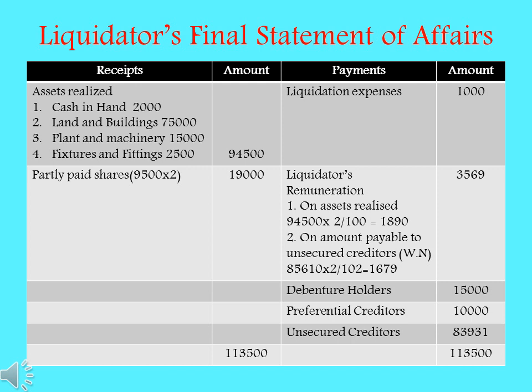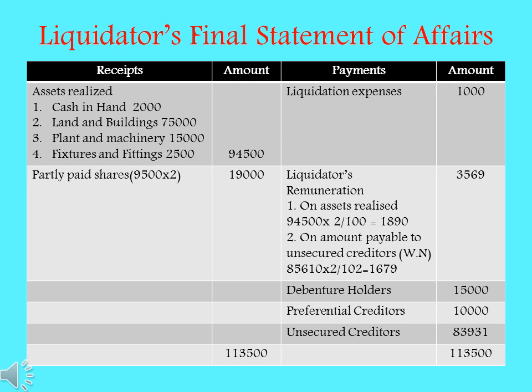On the basis of assets realized, the total assets should be taken into consideration, rupees 94,500. He gets a commission of 2% of such amount realized. So liquidator's remuneration on assets realized is rupees 94,500 into 2 by 100, that is 1,890. Then another commission is on the amount payable to unsecured creditors. It is shown in the working note. The total of the remuneration on the basis of assets realized and the remuneration on the basis of unsecured creditors is rupees 3,569. Then we record the debenture holders rupees 15,000.